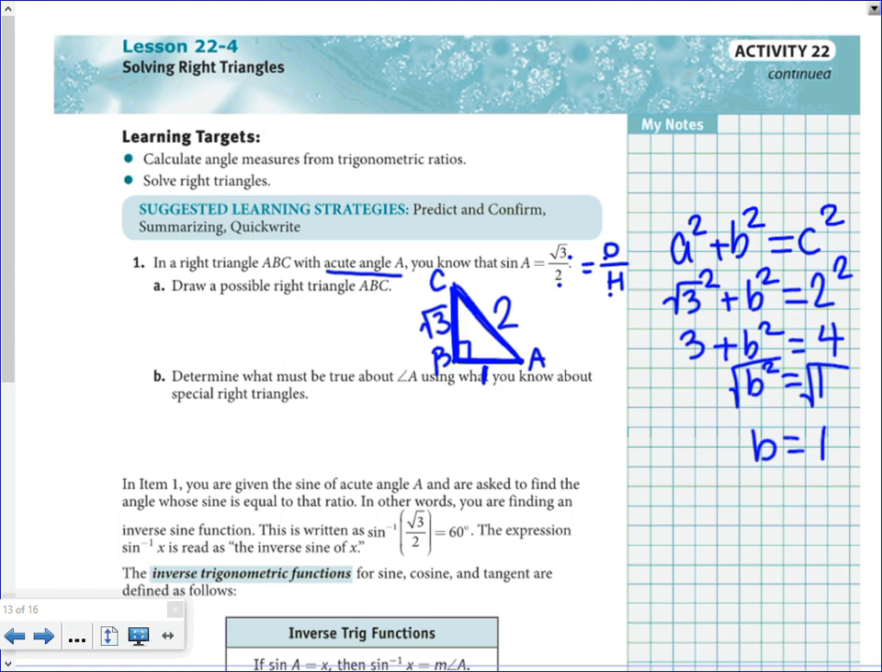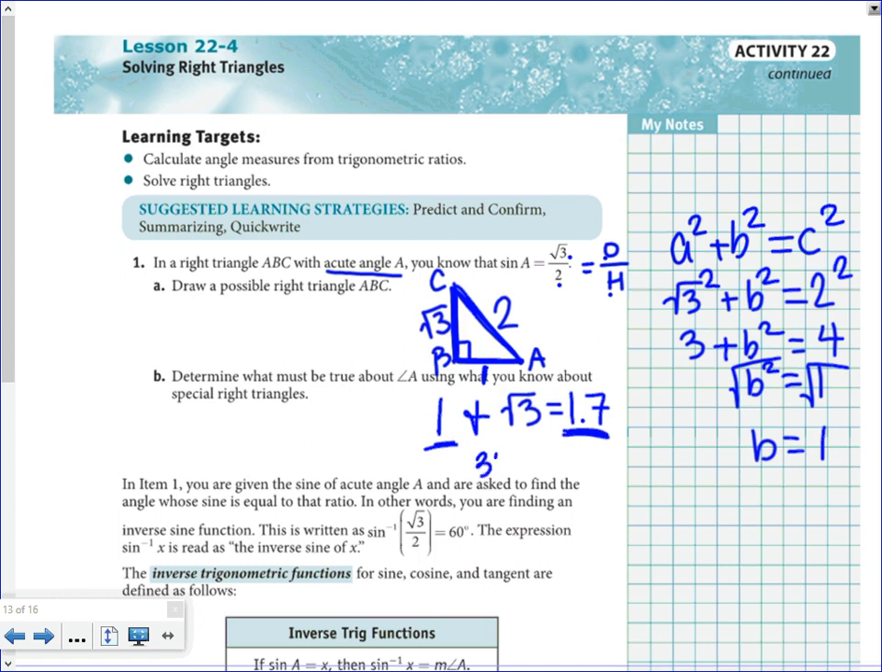From there, they want us to figure out what the measure of angle A would be. Well, angle A, we're going to be using special right triangles. This is a 30, 60, 90 degree triangle that we looked at with activity 21. And comparing 1 and the square root of 3. Square root of 3 is 1.7. So we have 1 and 1.7. Which of those is bigger? Clearly the 1.7 is bigger.